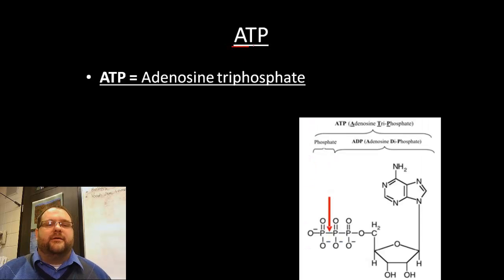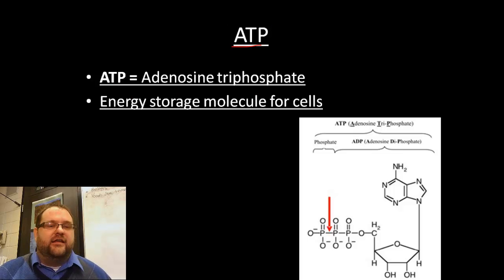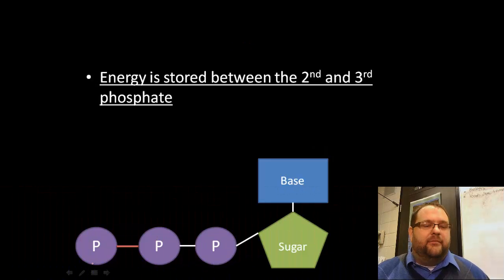Now I want to talk a little bit about these molecules called ATP and NADPH, just as a general understanding of these molecules. So ATP stands for adenosine triphosphate, and it's the energy storage molecule for cells, and you're probably familiar with that from biology. So it's a molecule that stores energy. The big thing about this is where it stores energy. Energy is stored between the 2nd and 3rd phosphate. So this red colored bond right here, here's our 1st phosphate, our 2nd phosphate, and our 3rd phosphate. So this bond right here stores all the energy.